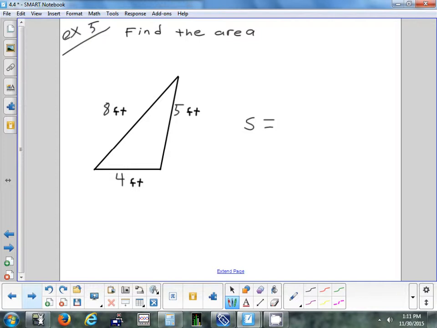Okay, so let's try it. First thing I want to do is find my semi-perimeter. Take a look at that. Add those up in your head: 8 plus 4 plus 5, and take half of it. What's my semi-perimeter here? 8.5. Yep.